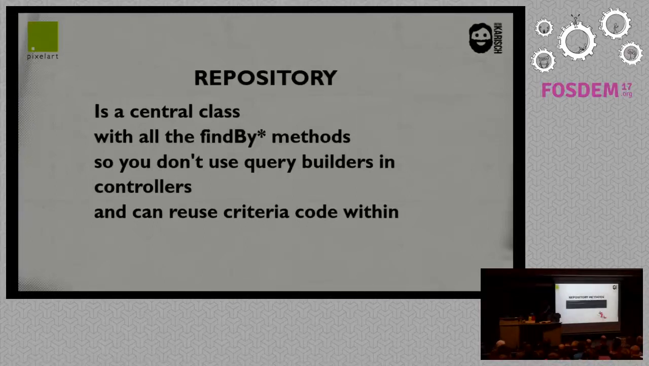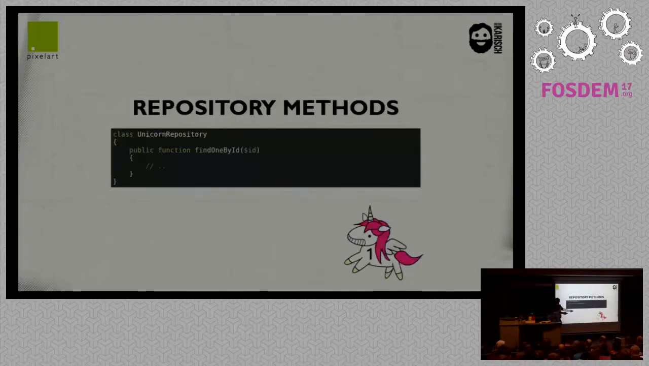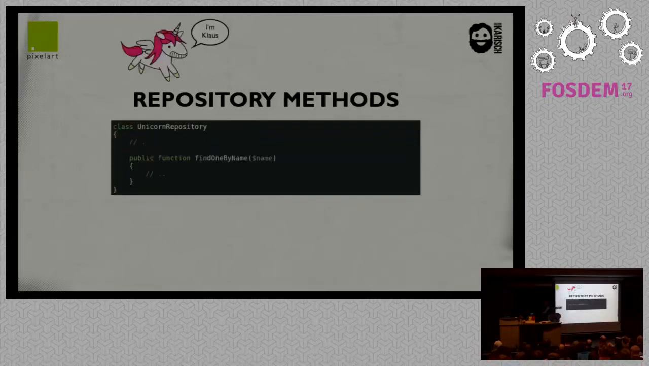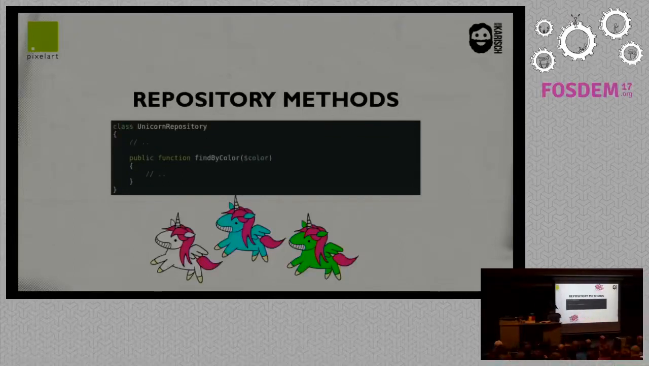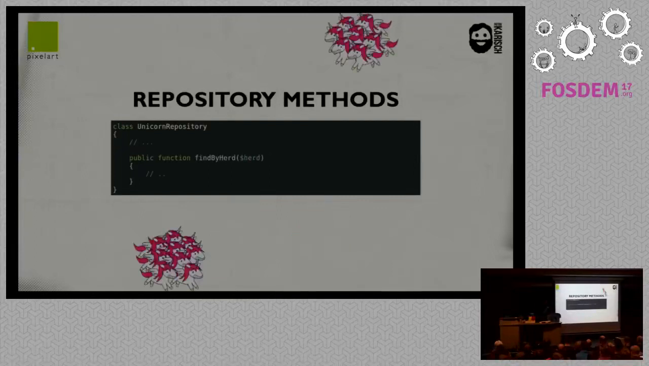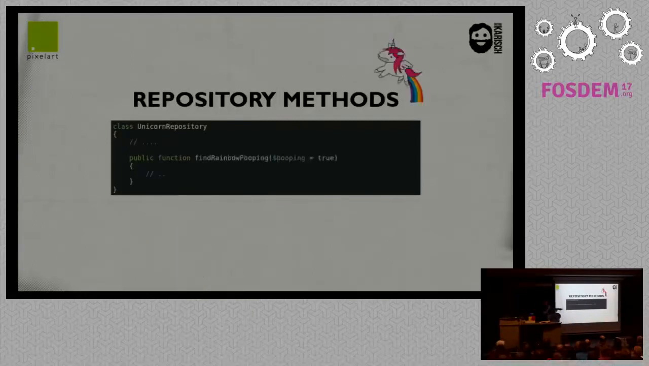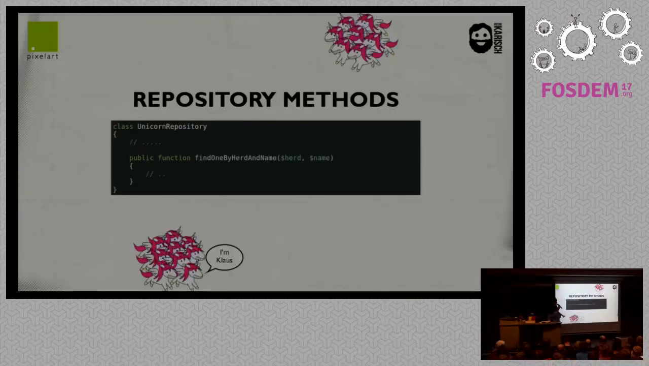Let's take a look. You can have a find one by ID, so you can find Klaus by his ID 1. You could find him by his name, to find Klaus by Klaus. You can find all unicorns by a specific color, or find unicorns in a herd. So we have an association here to the herd. Or find unicorns which can poop rainbows or not, depending on the parameter of the method. Or you can find one by herd and name. So you are searching for Klaus, but you want to find Klaus only in the lower herd.